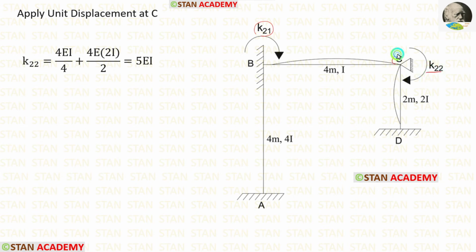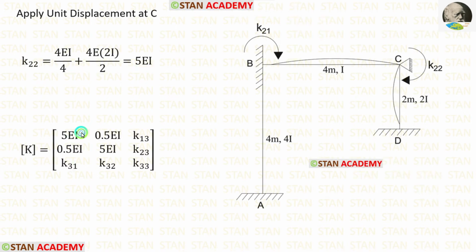For that, from the point C, we have to look at the other ends. At the end B, there is a fixed support. If the far end is fixed, the formula is 4EI upon L. Length of CB is 4. Let us apply that. Now let us look at the other end D. At the point D also, there is a fixed support. So we have to apply the same formula. Length of CD is 2. Let us apply that. The moment of inertia for CD is 2I. So instead of I, we have to apply 2I. For K22, we have to add these two values. After adding, we are getting 5EI.